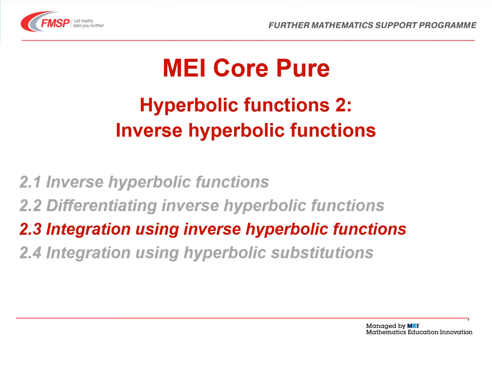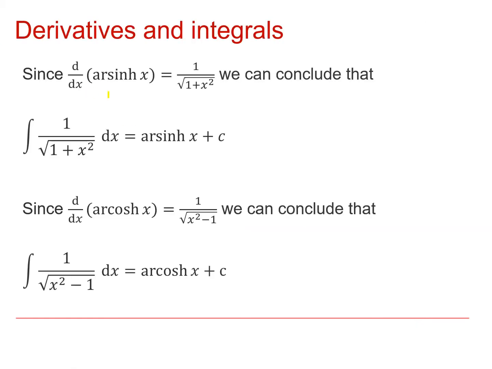This is a video for MEI Core Pure Mathematics, Hyperbolic Functions 2, Inverse Hyperbolic Functions, 2.3, Integration using Inverse Hyperbolic Functions. In a previous video, we've looked at the derivative of arsinh x, the inverse hyperbolic sine, and found that it was 1 over the square root of 1 plus x squared. So, looking at integration here, we can conclude that if we integrate 1 over the square root of 1 plus x squared, we'll get arsinh x plus a constant if it's an indefinite integral.